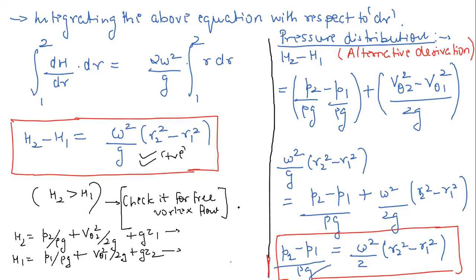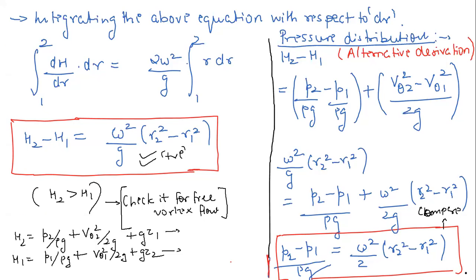And check that pressure difference equation as well. Compare it with, very good, very good. I appreciate it if you remember this. So now the pressure difference equation, compare this also with free vortex flow and try to find out the difference. It's very easy. Here it is omega square by 2 times R2 square minus R1 square. There, just try to check what the equation was. So I will leave it to you.